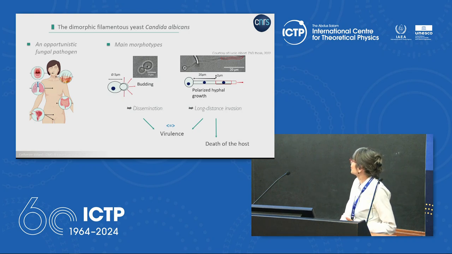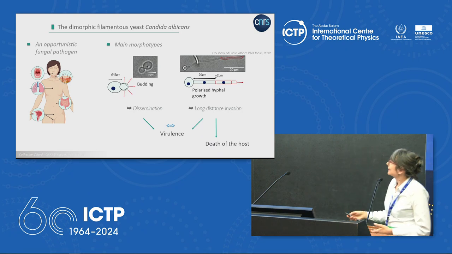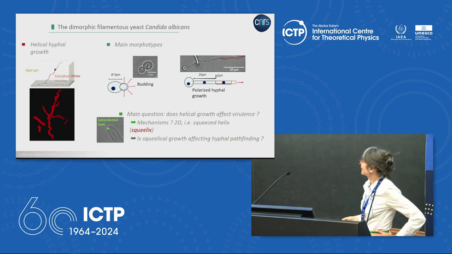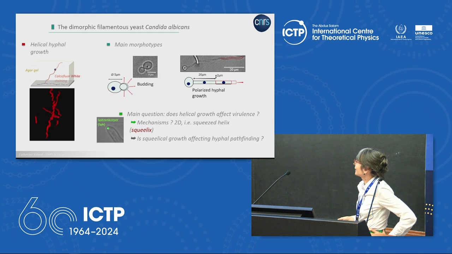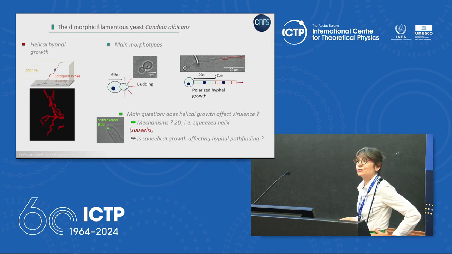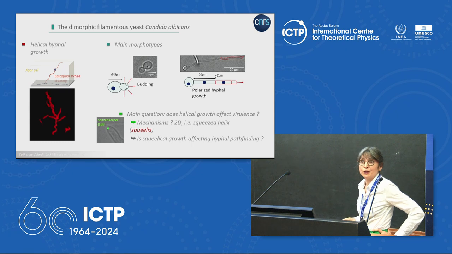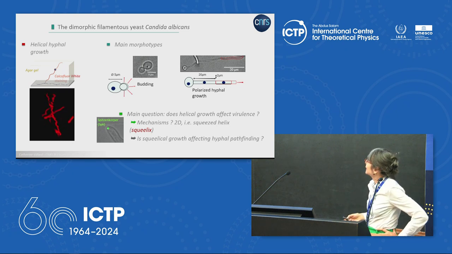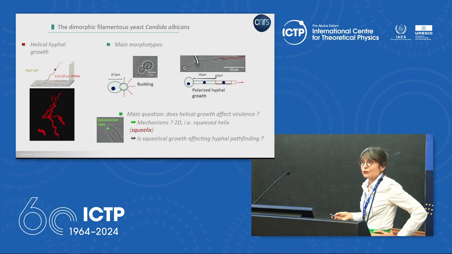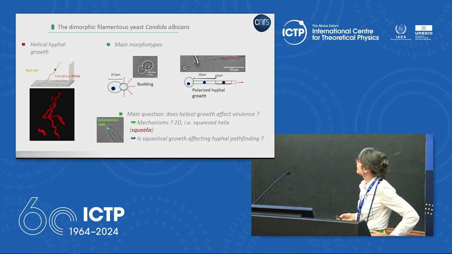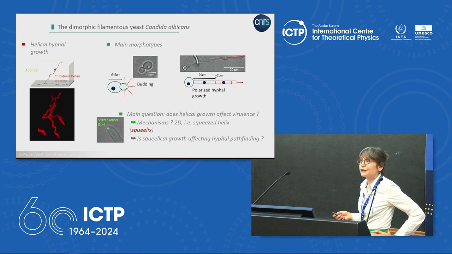But it has been shown that only the presence of hyphae can trigger the death of the host. So it's quite important to study hyphae, and this is what we are doing in the team. We observe that when we put hyphae into soft agar gels, they adopt a helical shape. So the main question we have with my collaborators is: does helical growth affect virulence?